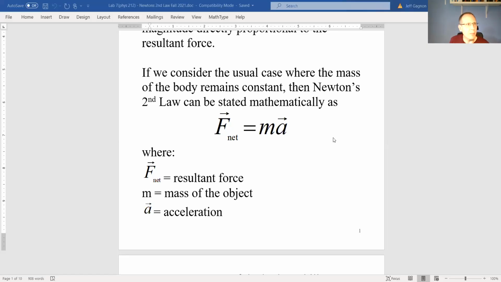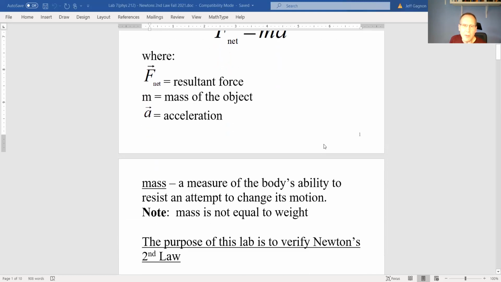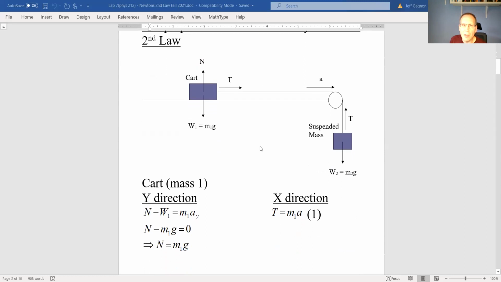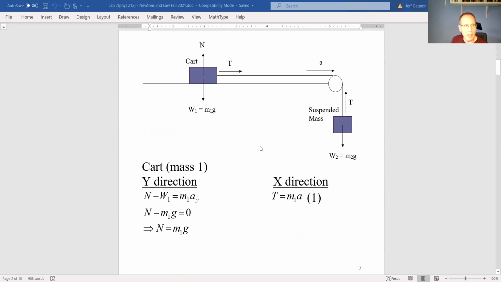Okay, so basically the purpose of this lab is to verify Newton's second law. So we have this situation, and again, you want to watch my video where I actually show you the equipment and like how I collected the data using a smart timer. I have a cart on an air track. Remember, the purpose of an air track is to reduce friction, right? So friction is negligible. We can just ignore friction.